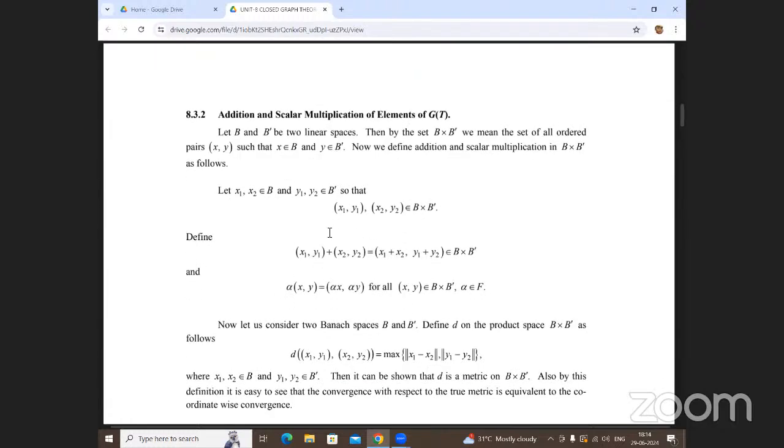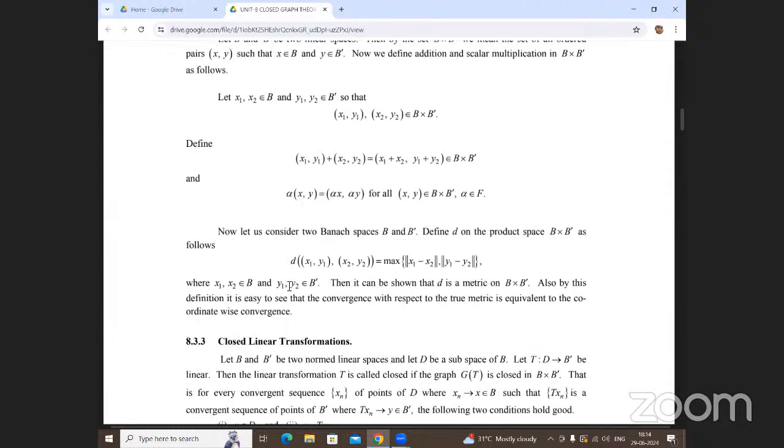We are taking two elements of G of T, x1 and y1, that is x1 and Tx1, and x2 and Tx2. The addition is x1 plus x2, y1 plus y2, meaning Tx1 plus Tx2. For scalar multiplication, we take alpha as any element of the field with respect to the ordered pair x and y, that is alpha x and alpha y. Here x and y are in B cross B dash, and alpha is a field element. That is the simple notion.